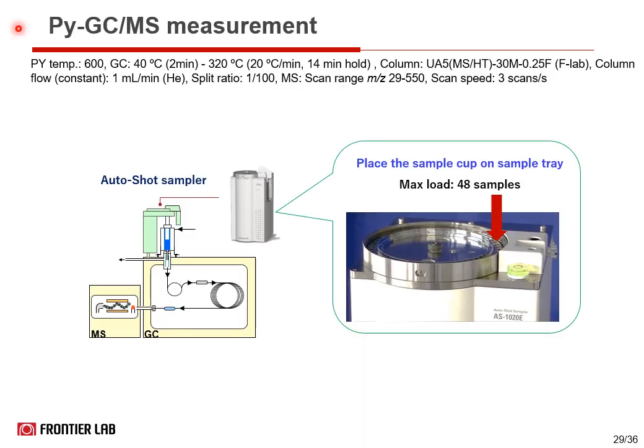The next is Py-GCMS measurement. You place the sample cup on the sample tray of the autoshot sampler as in the picture. A maximum of 48 samples can be loaded. Then you input an analytical condition. We already optimized the analytical condition if you use our system. So once the system is ready, then start Py-GCMS measurement.